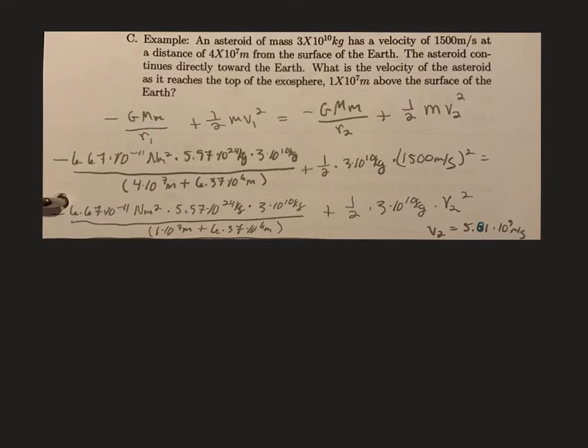In this example video, we have an asteroid of mass 3 times 10 to the 10 kilograms that has a velocity of 1500 meters per second at a distance of 4 times 10 to the 7 meters from the surface of the Earth. The asteroid continues to head directly towards Earth. What is the velocity of the asteroid as it reaches the top of the exosphere, which is 1 times 10 to the 7 meters above the surface of the Earth?